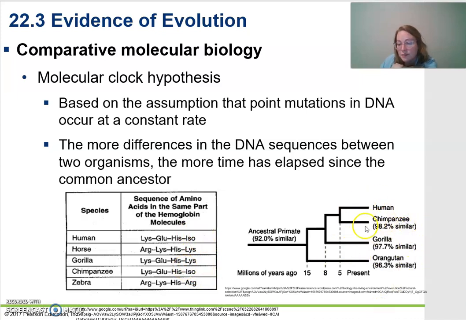And so if we put that into another view of a phylogenetic tree, you'll see that we have 98.2% of our DNA similar with chimps. We're less closely related to gorillas and even less closely related to orangutans. So we shared a common ancestor more closely 5 million years ago with chimpanzees.